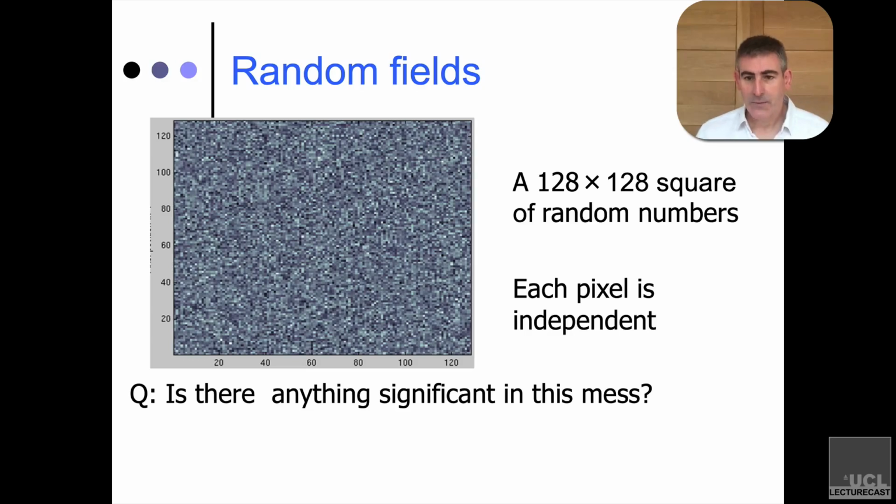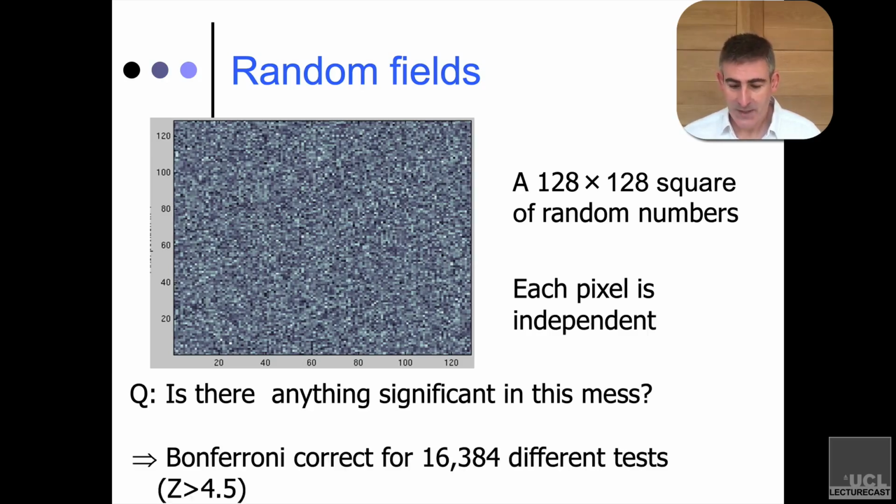And now what I want to say is, look, how do I do statistical significance testing to see whether there's anything significant in here? And I can tell you in advance, there shouldn't be, because I know how this field was generated. It was generated by me creating these as independent random numbers, despite the fact they have this spatial configuration. Well, the most obvious thing is to say, well, there's like 16,000 numbers here.